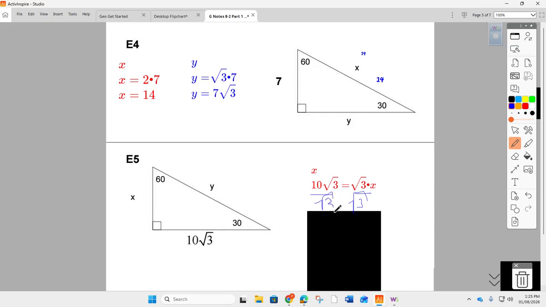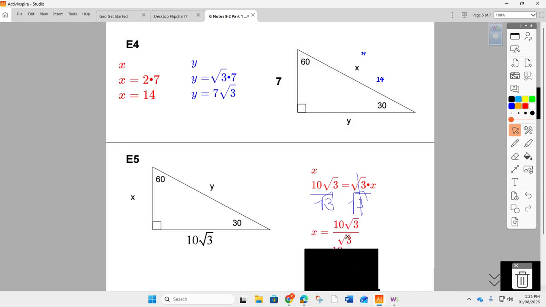Okay, a little better. What's the square root of 3 divided by the square root of 3? Let's say it again. 1, right. Anything divided by itself is 1. So that leaves us x equals 10 square root of 3 divided by the square root of 3. Well, that looks like it's going to be harder. But what is the square root of 3 divided by the square root of 3? 1. That simplifies to 1. So actually, the short leg is just 10.